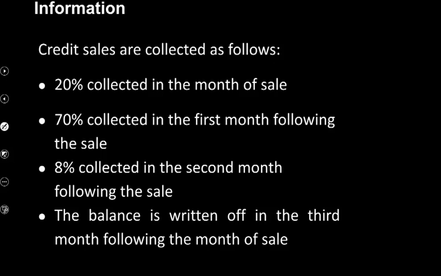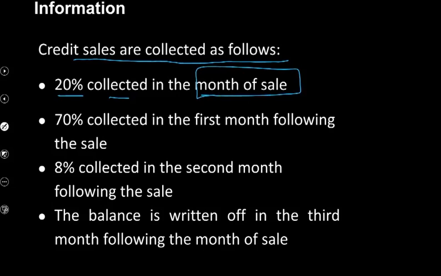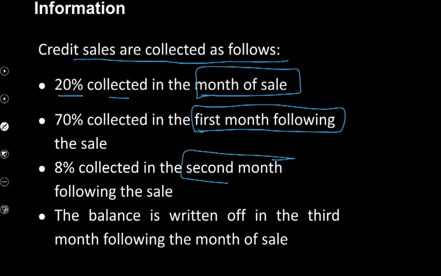Okay. Credit sales are collected as follows. 20% will be collected in the month of sale, right? 70% will be collected in the first month following the month of sale. 8% will be collected in the second month following the month of sale. Okay? The balance is written off in the third month following the month of sale.